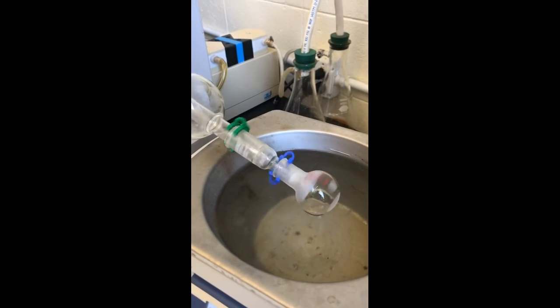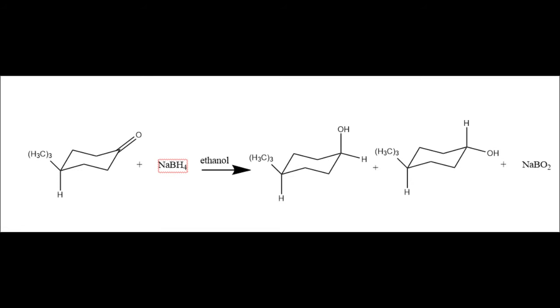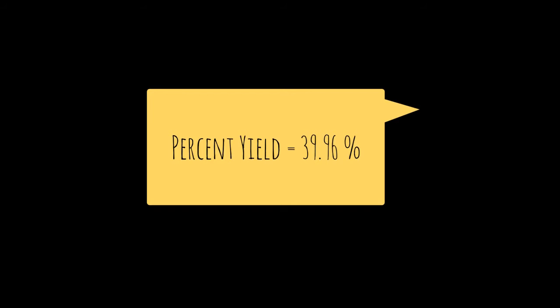After the sample dried, the final mass was taken and HNMR analysis of the product and commercial 4-tert-butylcyclohexanol was performed. After we obtained the final product, we got a mass of 0.187 grams. Percent yield was calculated by taking our experimental yield, which was 0.187 grams, and dividing it by the theoretical yield, which was 0.468 grams, and multiplying it by 100.